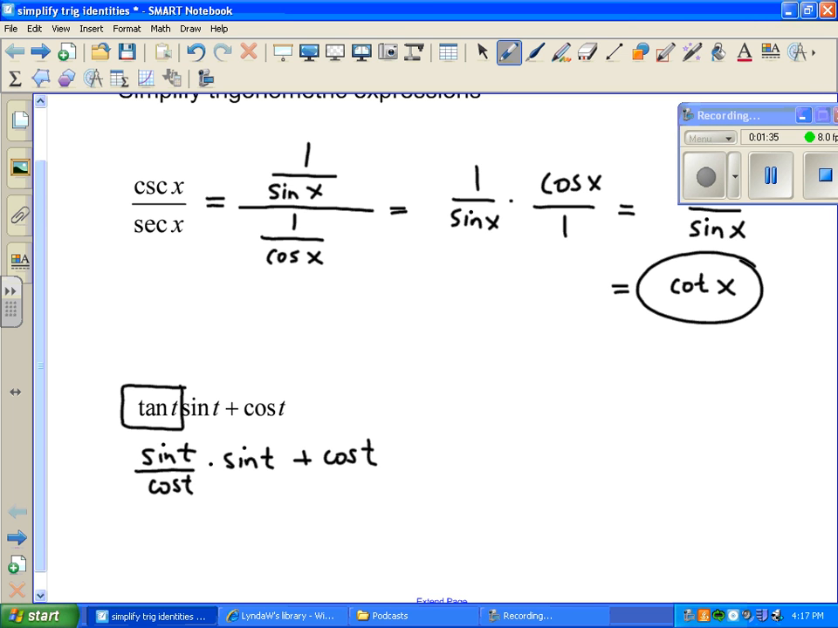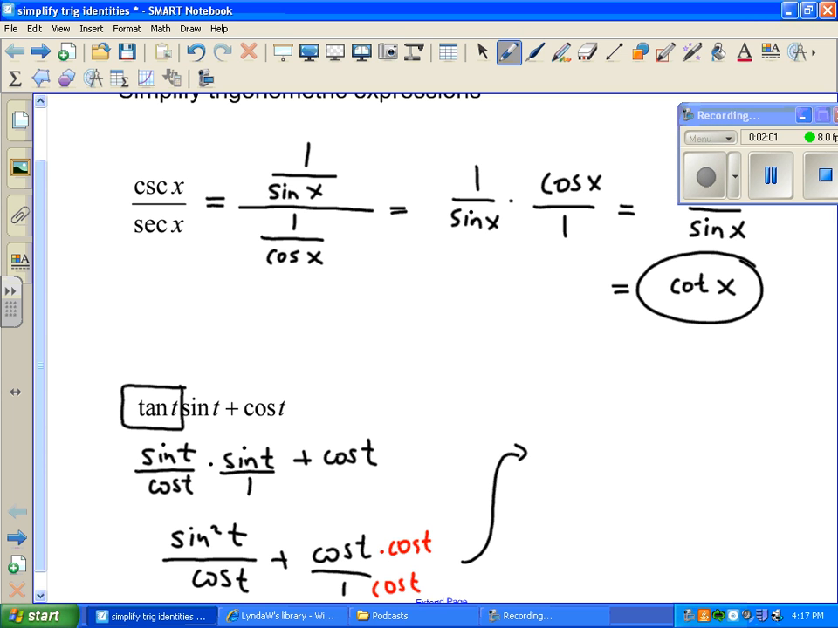This one isn't quite as easy as the one above, because when you're multiplying a fraction by something that's not a fraction, we're going to multiply the numerators together, make it sine squared over cosine plus cosine. Now I have a fraction plus something else, and I need a common denominator when I'm adding, so I'm going to multiply the second fraction by cosine on top and the bottom. This is going to give me sine squared plus cosine squared in the numerator over cosine.